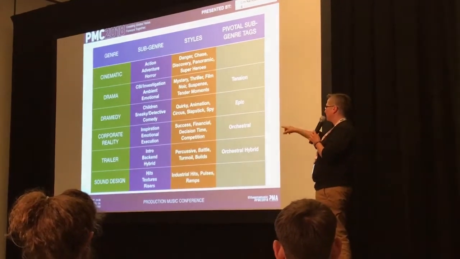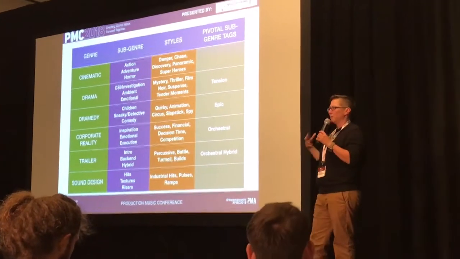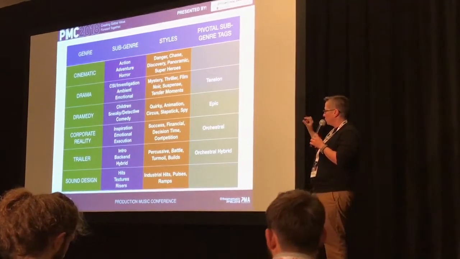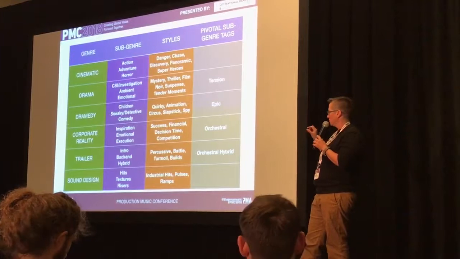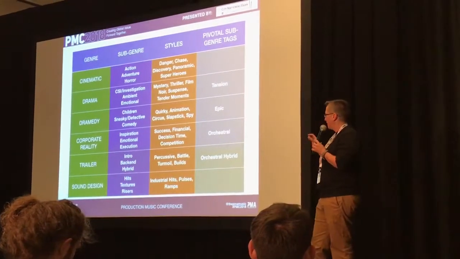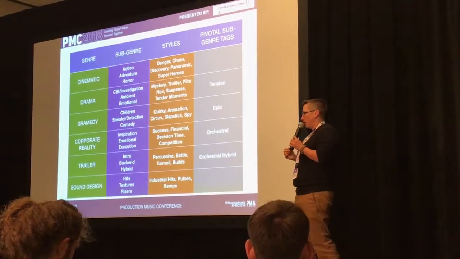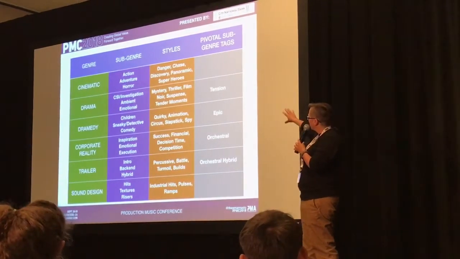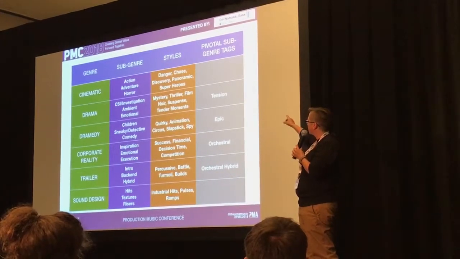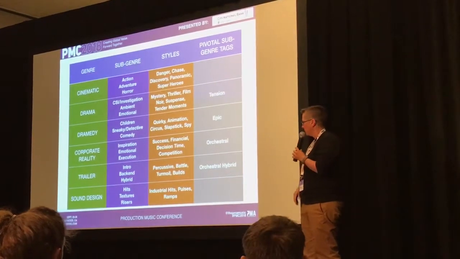I'm not going to go through all of this, but I'd like to maybe just do the example of sound design. If you have a sound design library really heavy in sound design, it's really, really good to organize them in more detail regarding your hits, your textures, and your risers. So what types of hits do you have? Industrial hits or whoosh hits? And then same with textures, with pulses, and risers, with ramps, etc. And then everything on the gray is very flexible. You can use any of those tags as a subgenre, as a style, that also describes the genre there.